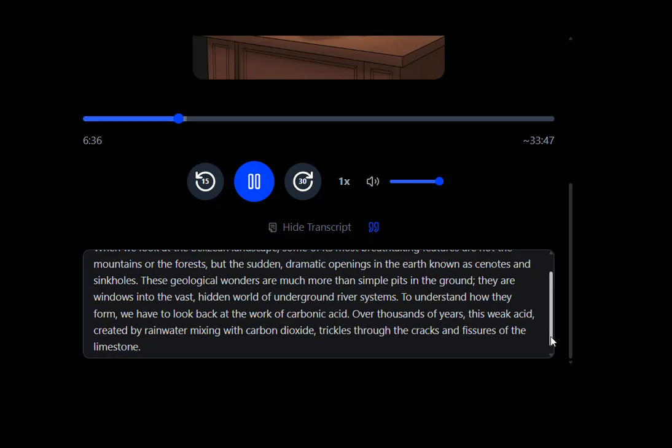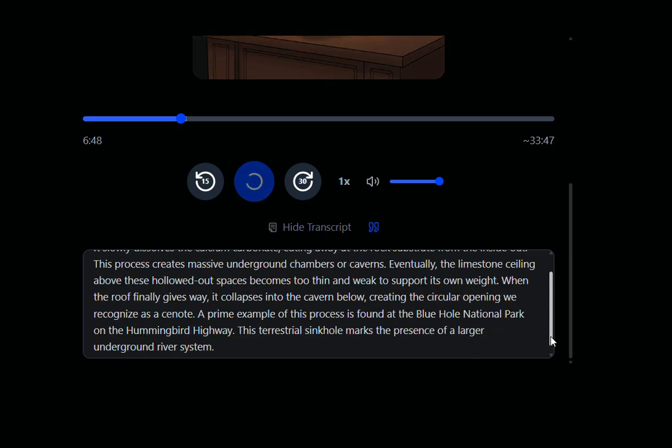To understand how they form, we have to look back at the work of carbonic acid. Over thousands of years, this weak acid, created by rainwater mixing with carbon dioxide, trickles through the cracks and fissures of the limestone. It slowly dissolves the calcium carbonate, eating away at the rock substrate from the inside out. This process creates massive underground chambers or caverns.